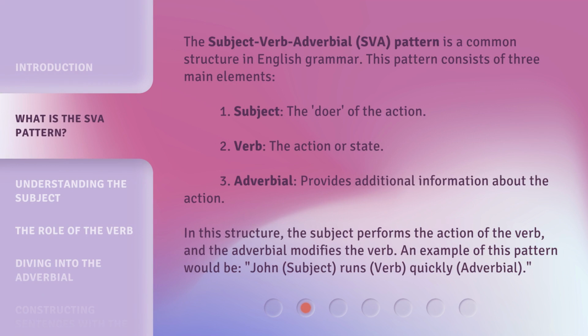The Subject-Verb-Adverbial (SVA) pattern is a common structure in English grammar. This pattern consists of three main elements. 1. Subject, the doer of the action. 2. Verb, the action or state. 3. Adverbial, provides additional information about the action.